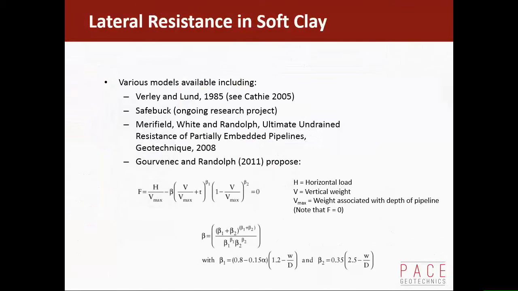I was going to start with just an apology. Sorry for getting mixed up with this equation yesterday. But F equals 0. Okay? So H is the available horizontal load or resistance. V is the current weight of the pipeline. And V max is the weight which has pushed the pipeline to the depth that it's actually at. So it's probably the heaviest weight it's seen. It might be a touchdown or when it's been flooded or something.